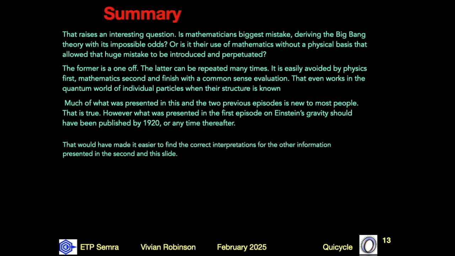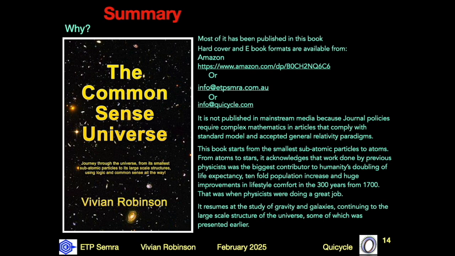Much of what was presented in this and the 2 previous episodes is new to most people. Now, that's true. However, what was presented in the first episode on Einstein's gravity should have been published by 1920 or any time thereafter. That would have made it easier to find the correct interpretations of the other information presented in the second and this slide. That raises the question, why isn't this work published?